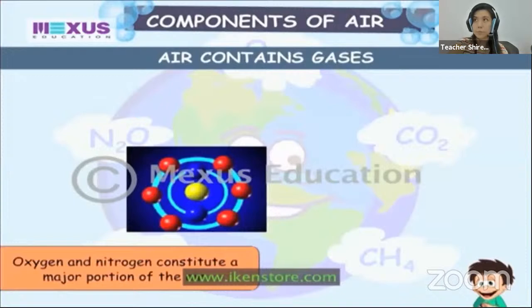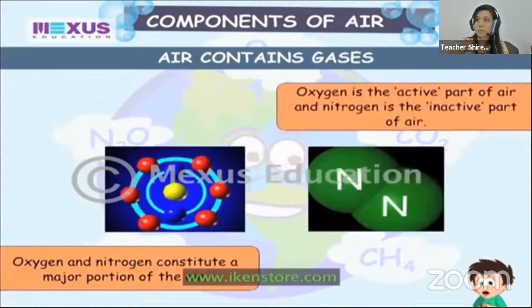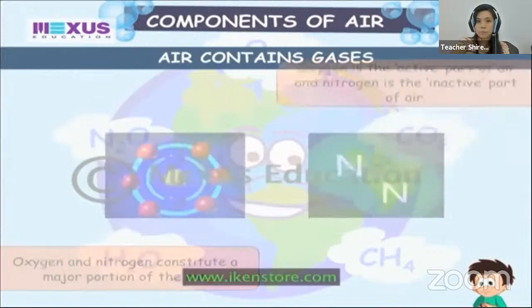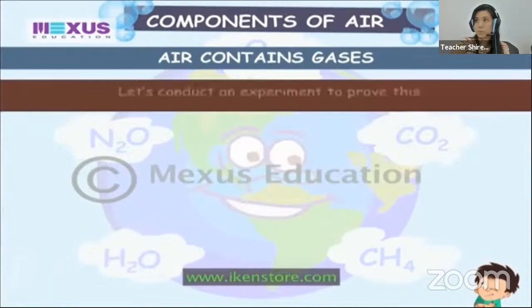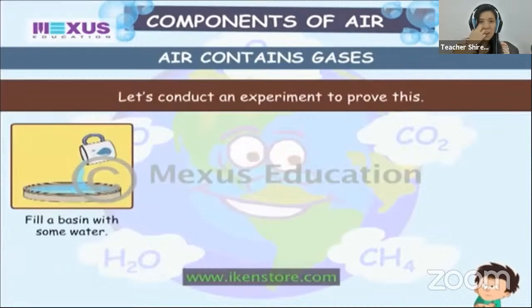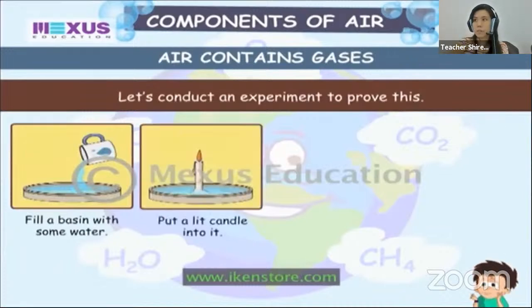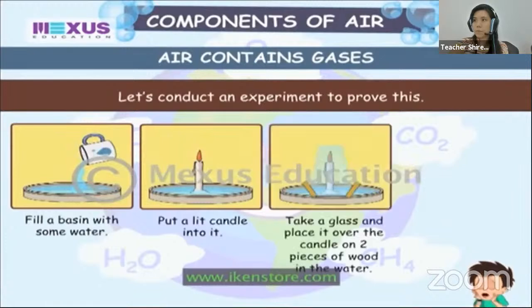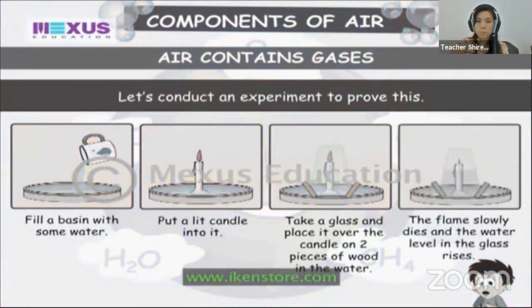Oxygen and nitrogen constitute a major portion of the air. Oxygen is the active part of air and nitrogen is the inactive part of air. Let us conduct an experiment to prove this. Fill a basin with some water. Put a lit candle into it. Take a glass and place it over the candle on 2 pieces of wood in the water. The flame slowly dies and the water level in the glass rises.